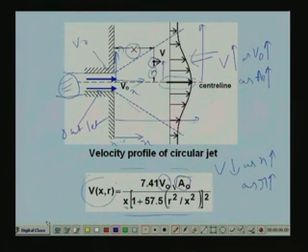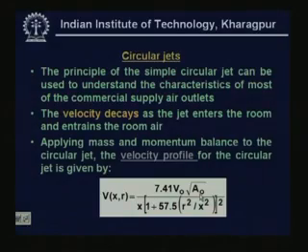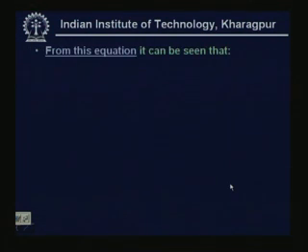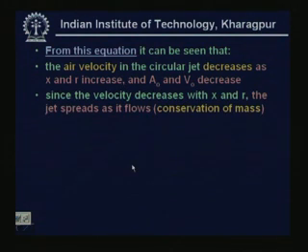This equation is derived analytically and it is available in the book by Schlichting on boundary layer theory. And as I have already explained, from this equation it can be seen that the air velocity in the circular jet decreases as x and r increase and as A naught and V naught decrease. Since the velocity decreases with x and r, the jet spreads as it flows.